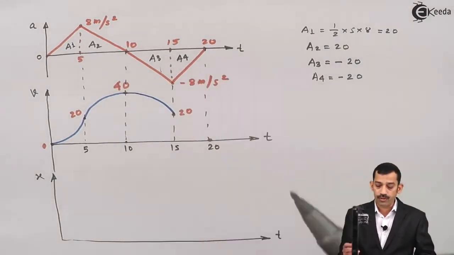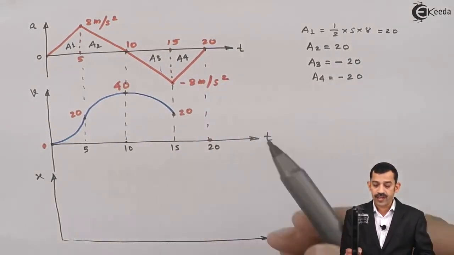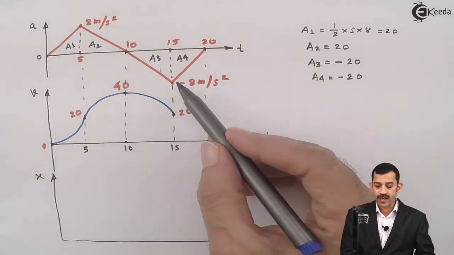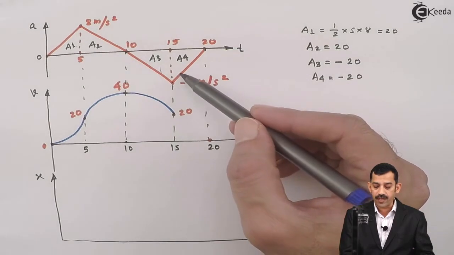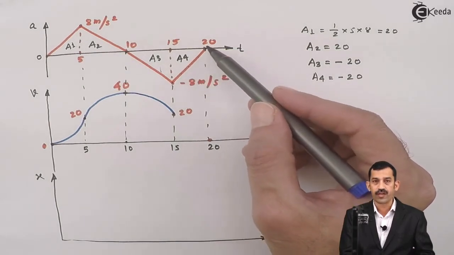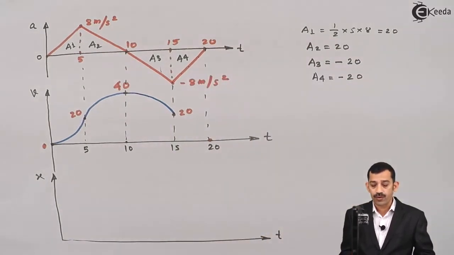Now from 15 to 20 seconds, if you see, here acceleration is -8, and at 20 seconds it becomes 0. That means in between we will get values like this, maybe -6, -4, -2 and 0. The slope, that means acceleration, is negative, but it is increasing in negative direction or decreasing in negative direction, I will decide.